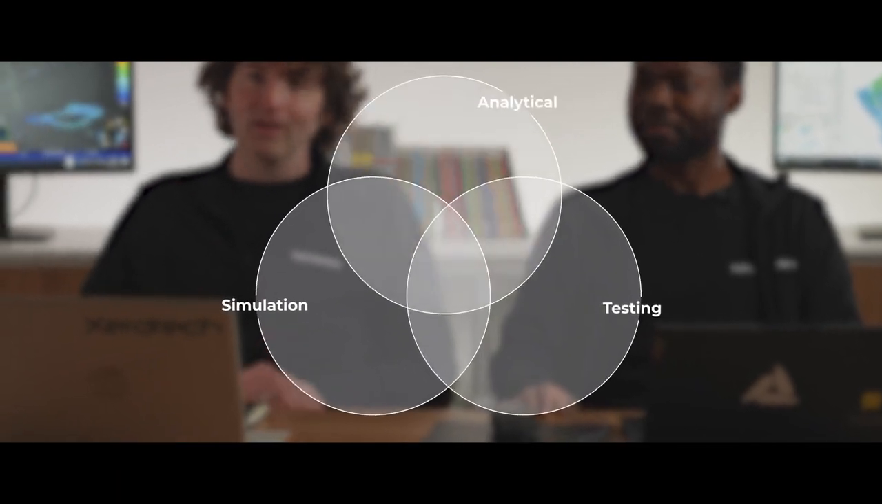If you were to do a Venn diagram, you'd see simulation, testing and analytical. And you have to have all three components for an accurate model and an accurate idea of how your battery is performing. So simulation is a good way both to fully understand the problem and also to cut cost.